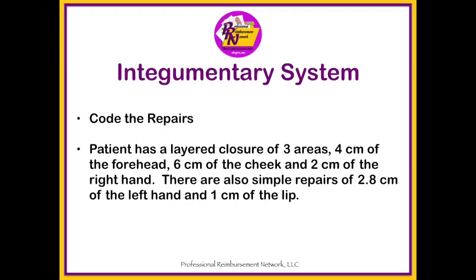A patient has a layered closure of 3 areas: 4 centimeters of the forehead, 6 centimeters on the cheek, and 2 centimeters of the right hand. There are also simple repairs of 2.8 centimeters of the left hand and 1 centimeter of the lip. First thing to consider, how many classifications are involved in this scenario? There are 2. Layered closure, according to CPT guidelines, are intermediate, and we know we have a simple repair.